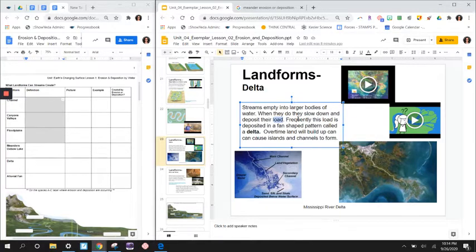Frequently, this load is deposited in a fan-shaped pattern called a delta. Over time, the land will build up and can cause islands and channels to form as well. So one of the most famous deltas is the Mississippi River Delta, and you're seeing pictures of that here in a couple different ways.